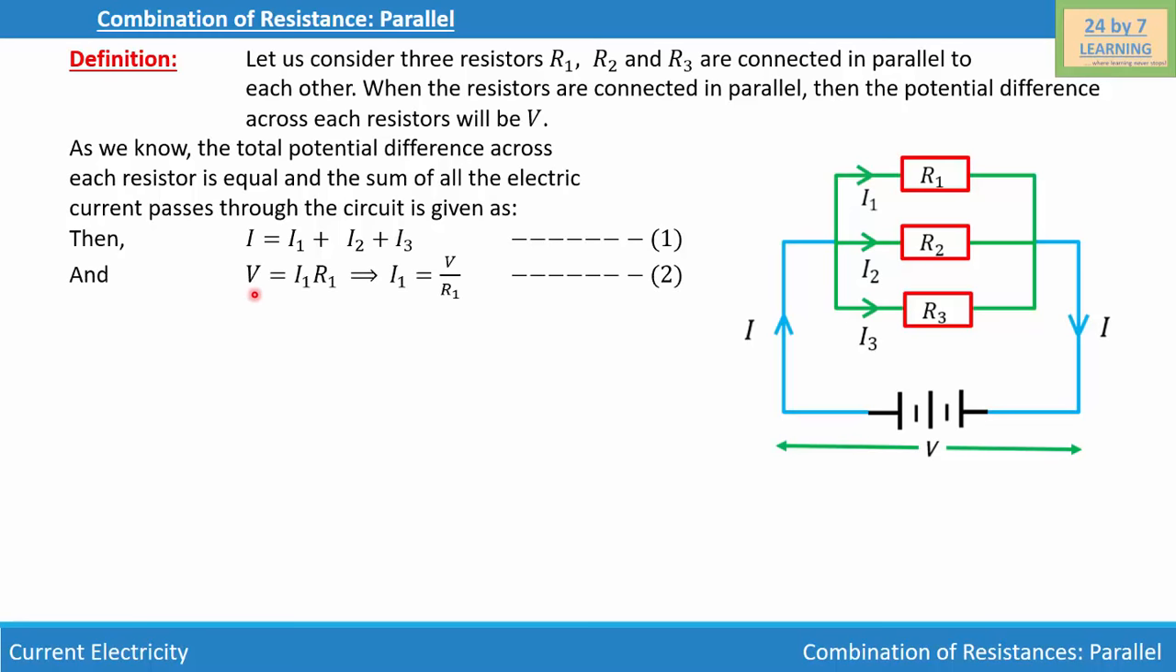V is equal to I1 R1 because the potential across each resistance is V. So V is equal to I1 R1, which implies that I1 is equal to V over R1, and let this be our equation number 2. In the same way, V is equal to I2 R2, and we will get I2 is equal to V over R2, and V is equal to I3 R3 implies that I3 is equal to V over R3.